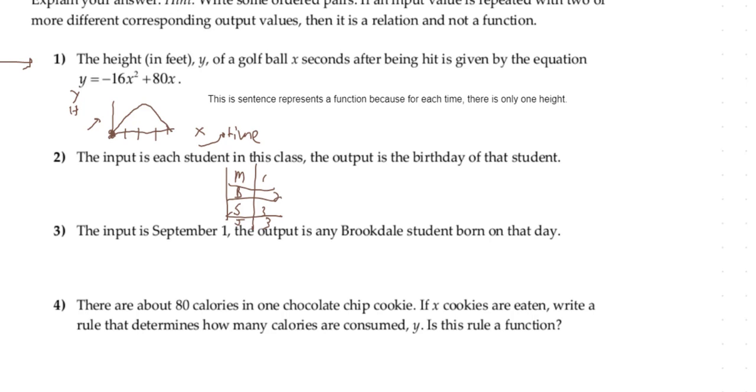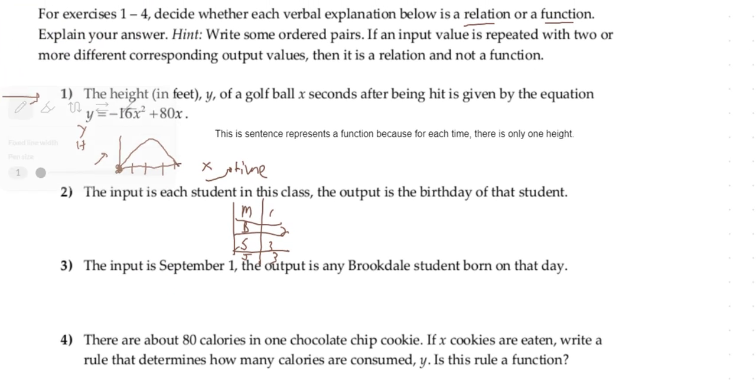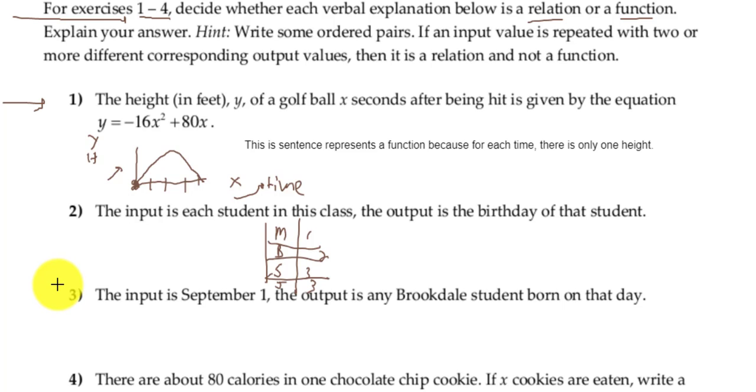Okay, this is the second video covering section 1.7. For exercises 1 through 4, they're asking us to decide essentially if the sentence or the statement reflects a function or not. So they're calling it either a relation or a function. It says the input is September 1st. The output is any Brookdale student born on that day.